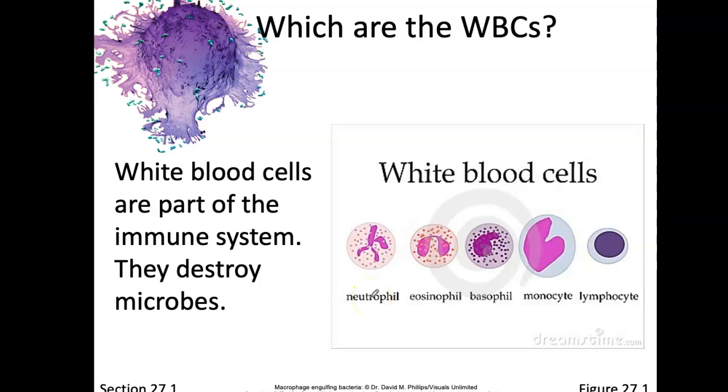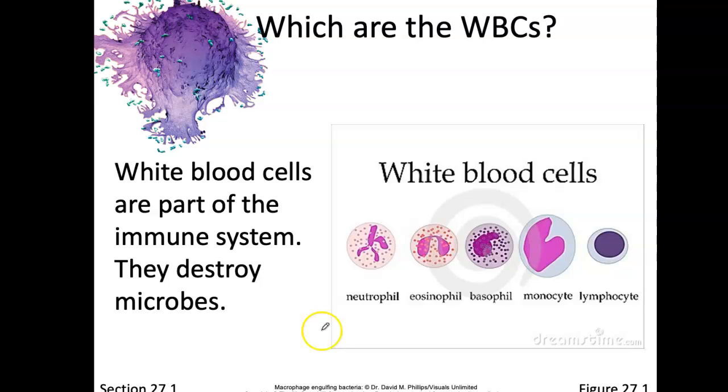Okay, those are red blood cells. What about white blood cells? Well, we have 5 different kinds of white blood cells. These are part of your immune system. They're able to attack microbes. They're able to attack bacteria or cells that are infected with a virus.